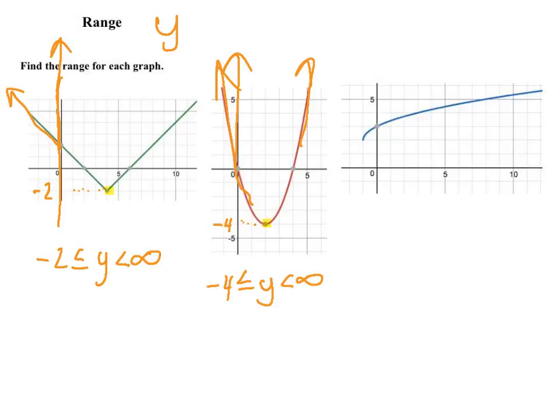The last graph is a square root graph. The lowest point on the y-axis that the graph touches is going to be at this point right here. And that point is going to be at y = 2. And then I notice that my graph keeps going up, and so does my y-axis. So my y values are going to be less than infinity, but they're going to be greater than or equal to 2.